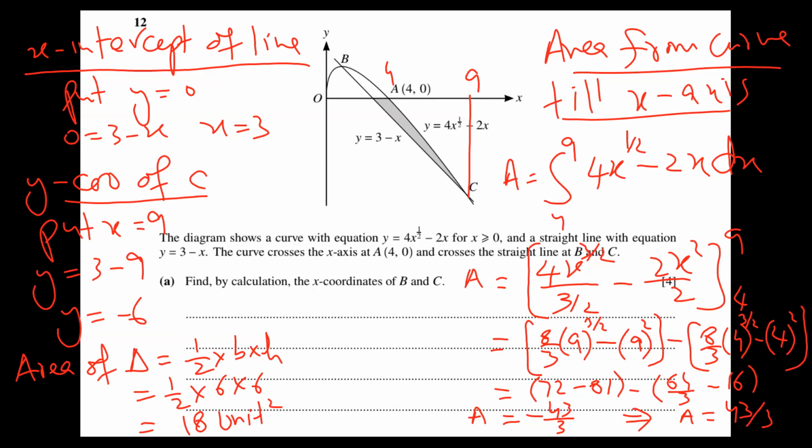The area under the line is 18 and the area under the curve is 43/3, so if I subtract them, I get my answer. Finally, I'm writing the answer here in the middle of the page. S stands for shaded area. So 18 minus 43 divided by 3 gives 11/3, or in decimal 3.67 units square, and that's our answer, alhamdulillah. I hope the concept is very clear.